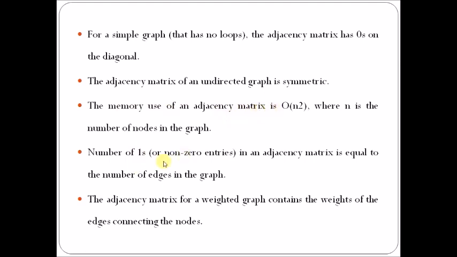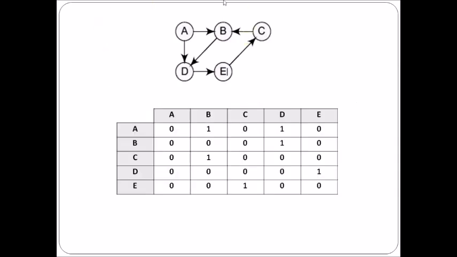The number of ones in the adjacency matrix is equal to the number of edges in the graph, because we write 1 in an adjacency matrix if and only if there exists an edge between these particular nodes. The adjacency matrix for a weighted graph contains the weight for connecting the nodes. For example, if this graph is given as a weighted graph, assume the cost from A to B is 4. So instead of writing 1 here, we can write 4. Means in case of a weighted graph or a labeled graph, the weight associated with the particular edge is mentioned in the adjacency matrix.